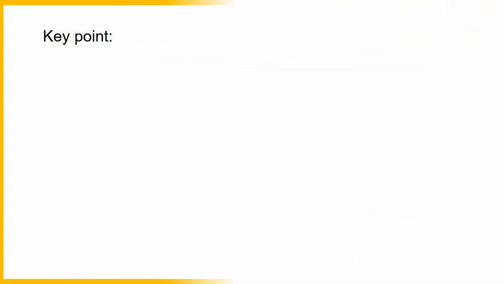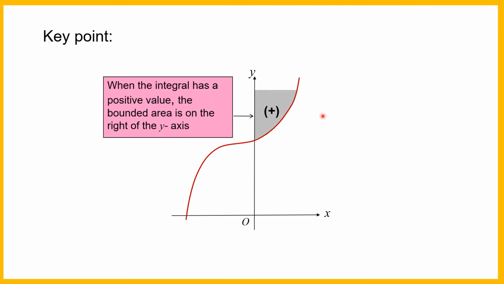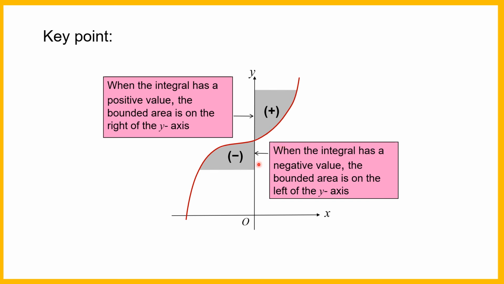Key point: when the integral has a positive value, it indicates that the bounded area is on the right of the y-axis. When the integral has a negative value, it indicates that the bounded area is on the left of the y-axis. Remember, area is a scalar quantity. It must take a positive value. The negative sign is just to indicate where the region lies.